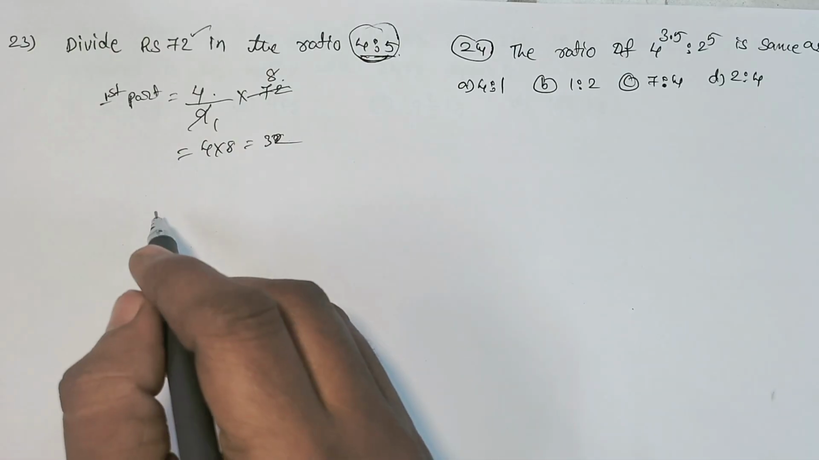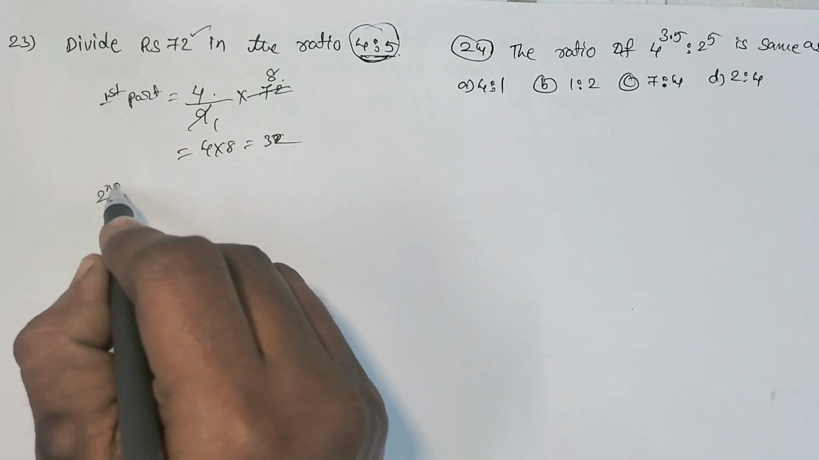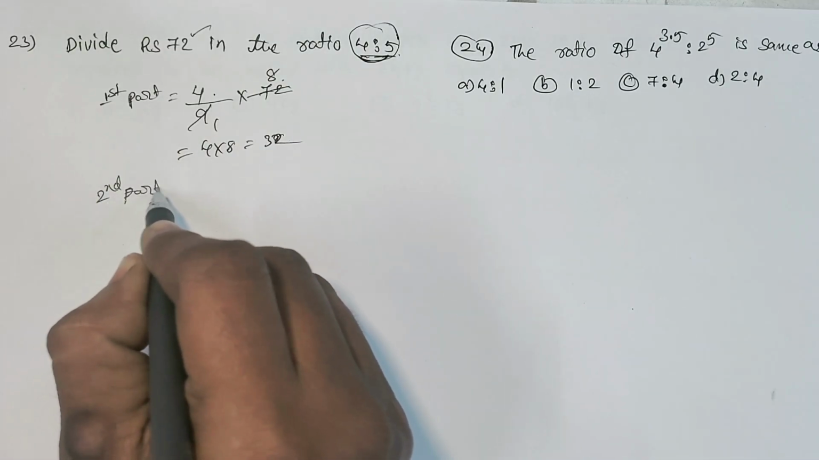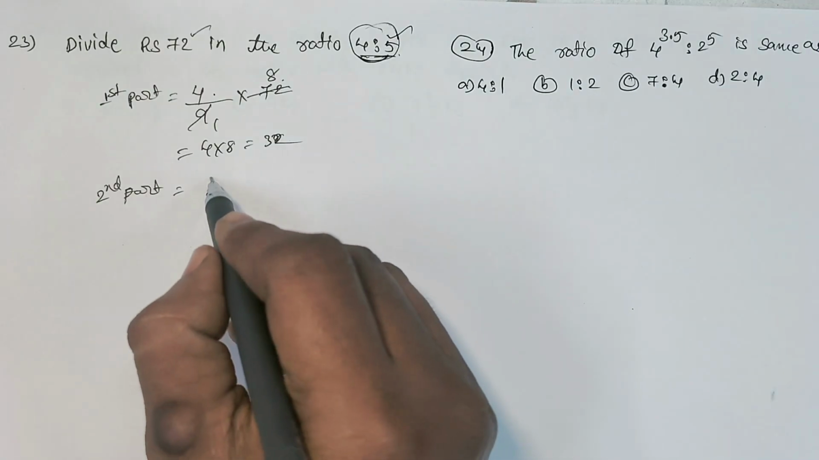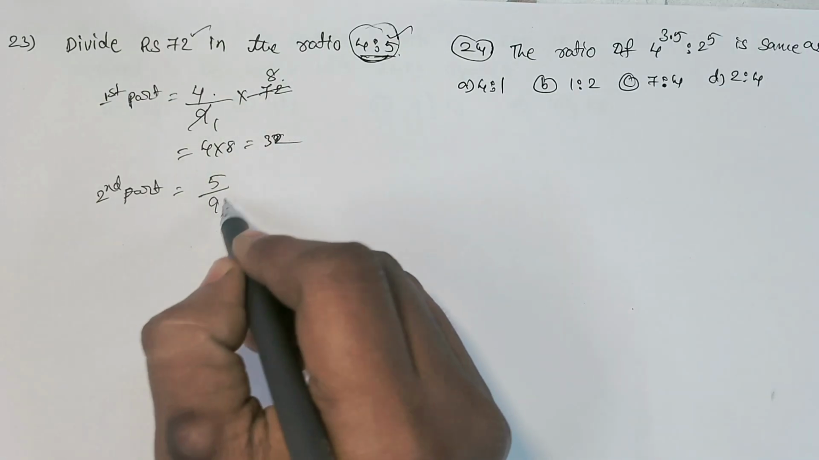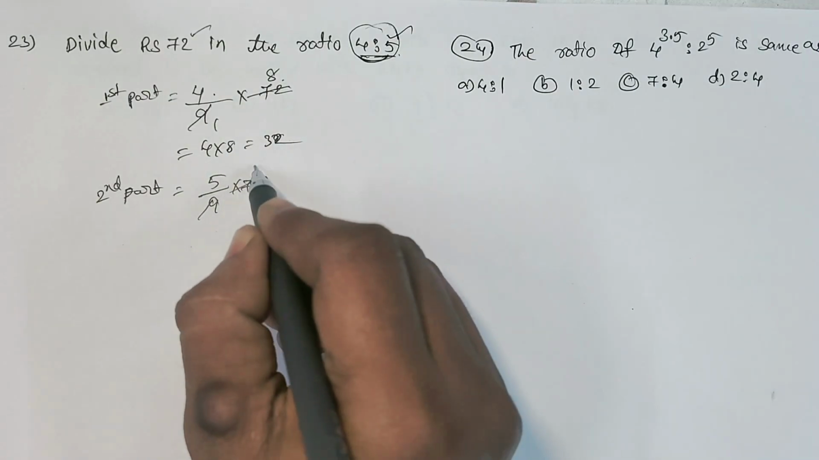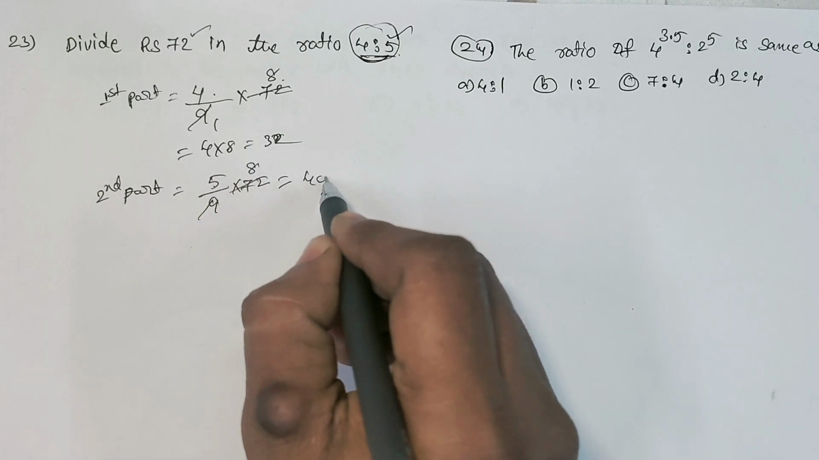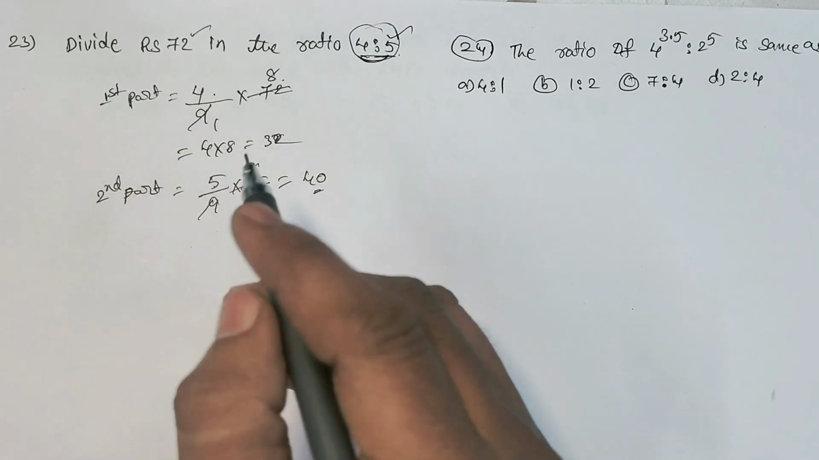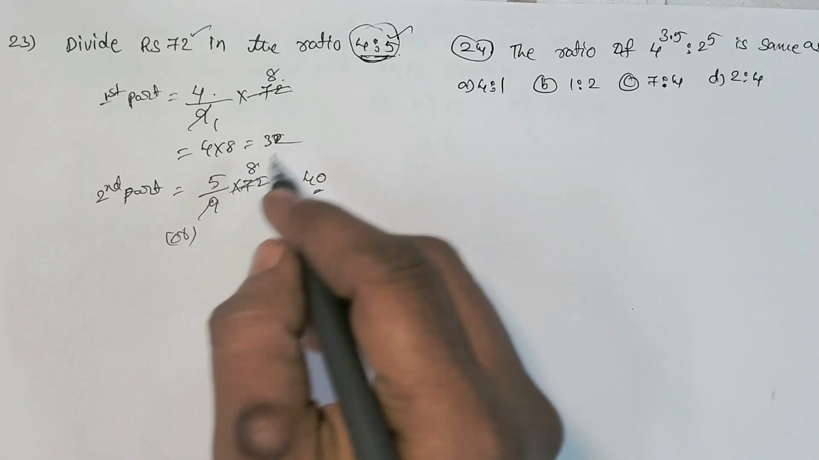So the first part is 32. And if you want to find the second part, in the ratio, what is the second term? That is 5 by the sum of the ratio terms, 9, into 72. 9 eights are 72, 5 eights are 40. So the second part is 40. Likewise you can solve it, or else you can solve this in another manner.